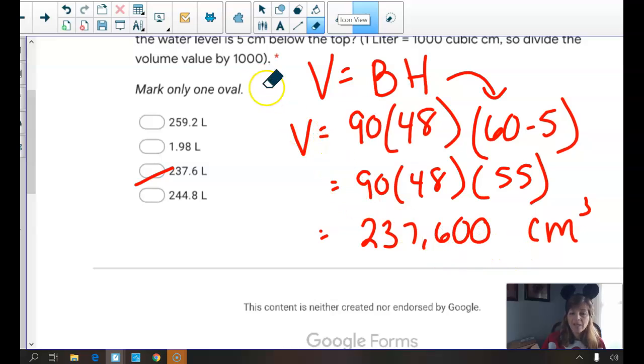All right, but they want it in liters. So all you have to do is divide by 1,000, because there's 1,000 cubic centimeters in 1 liter. Just divide by 1,000, and you got your answer. Hopefully that was okay. All right, moving along.